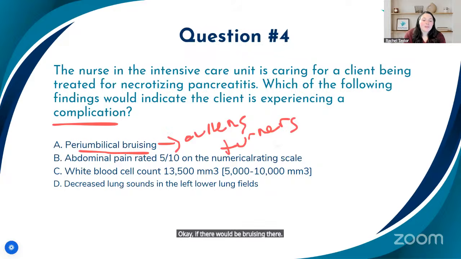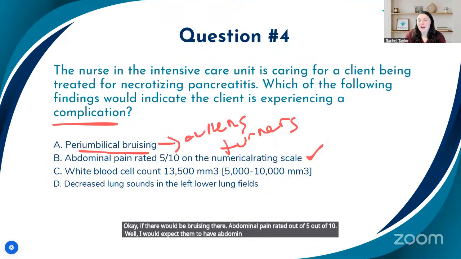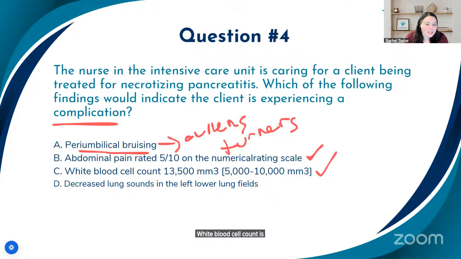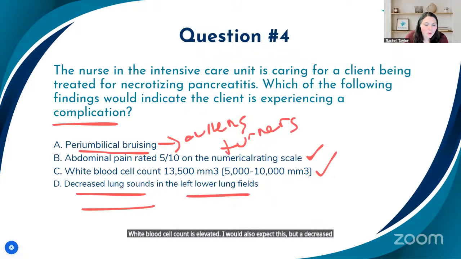Abdominal pain rated 5 out of 10. Well, I would expect them to have abdominal pain a lot of times with pancreatitis, right? It's literally eating itself. When you think of pancreatitis, the pancreas is going to be painful. It's not going to be enjoyable. White blood cell count is elevated. I would also expect this. But a decreased lung sound in the left lower field.